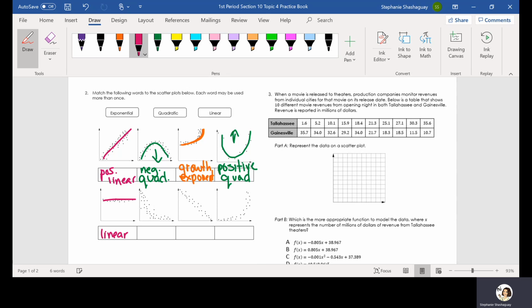And it doesn't really even look positive or negative. It looks like a 0, meaning it's a horizontal line, so that would be 0. But you just need to know that it's a linear correlation. Then we have this data here, and that is exponential.